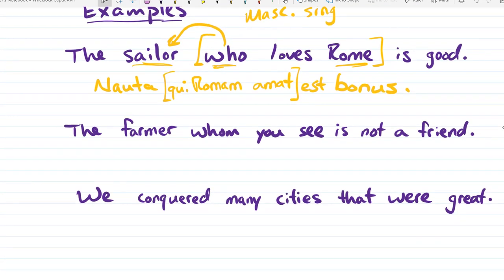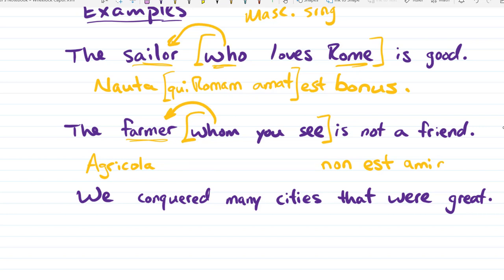So the farmer is not a friend is your basic sentence here, and the farmer whom you see, okay, is your relative clause, adding more detail about the farmer. Okay, so our antecedent here is the farmer. Again, so there we go. Our basic sentence would be agricola. I want to make them plural every time. Agricola. Okay, non est amicus, is not a friend.